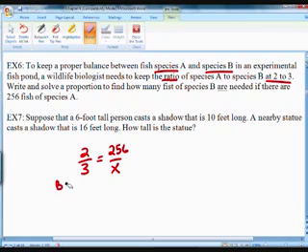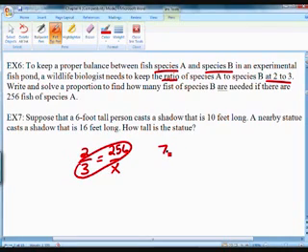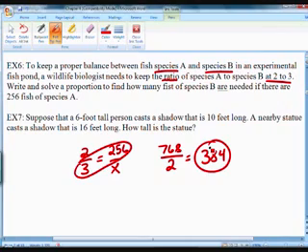You do the numbers that are across from each other, which are 3 times 256, 768, divided by 2, which is equal to 384 fish of B. Any questions? Y'all handle that?